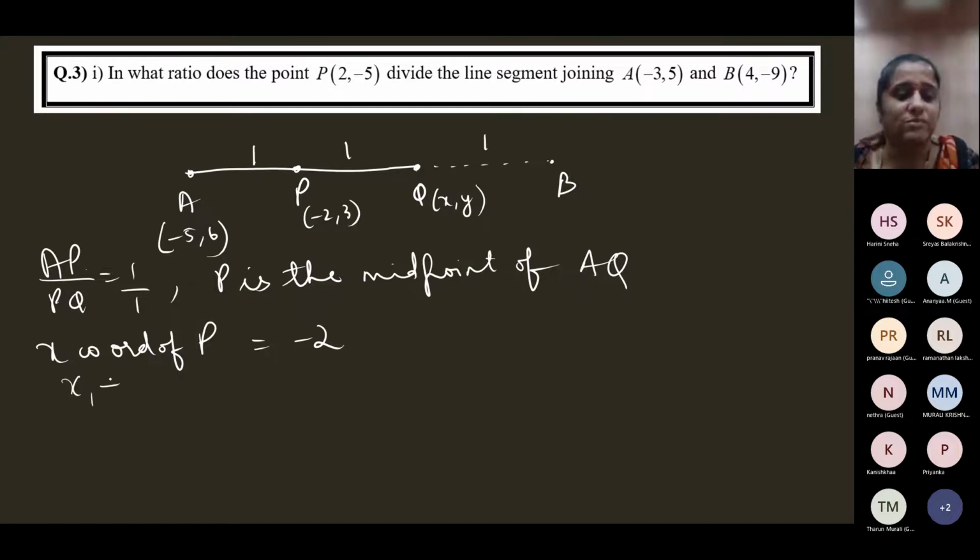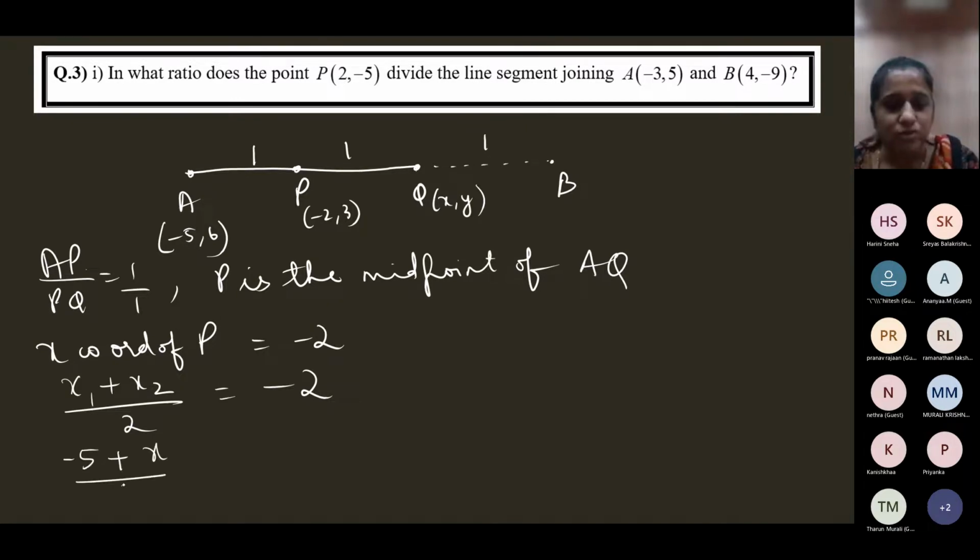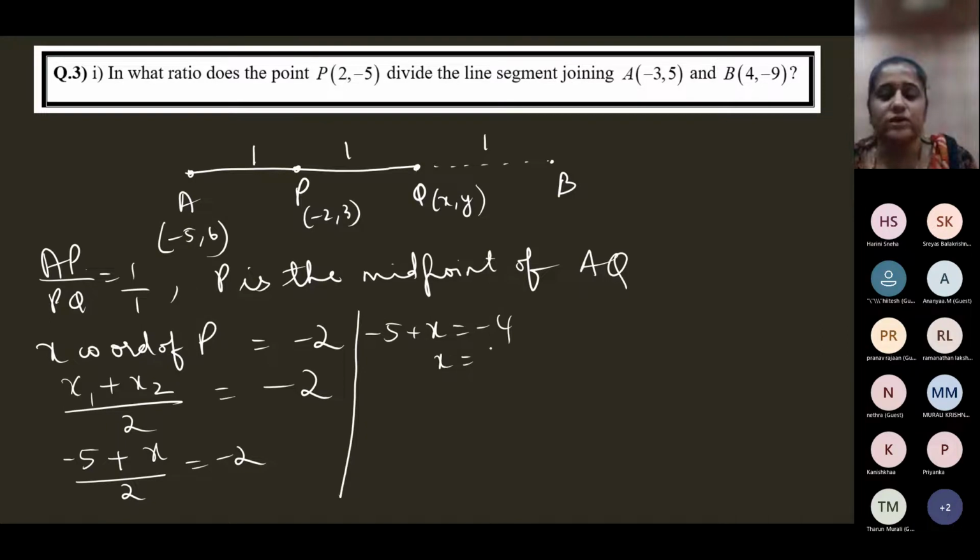(x1 + x2)/2 is equal to -2. So what is x1? -5. Plus what is x2, x, divided by 2 is equal to -2. You should keep working below, children. So we have -5 + x is equal to -4. x is equal to 1.